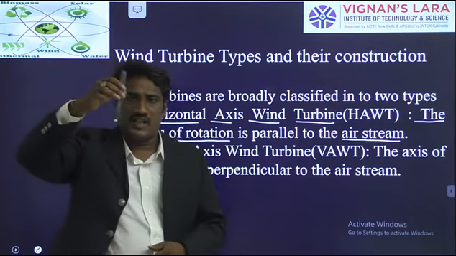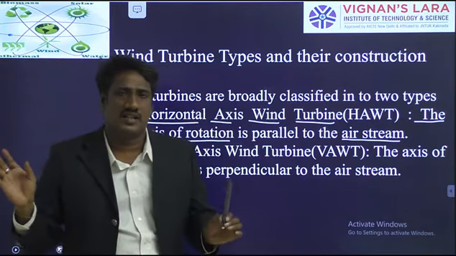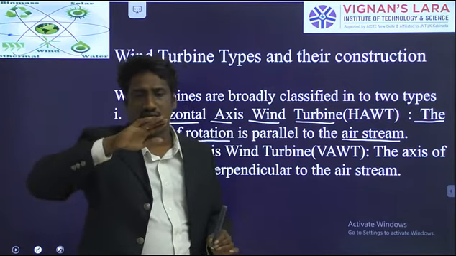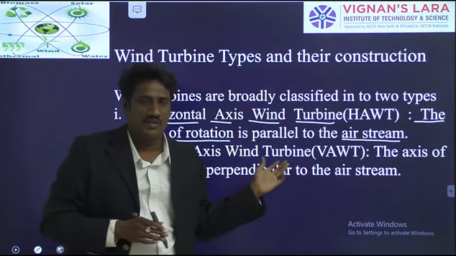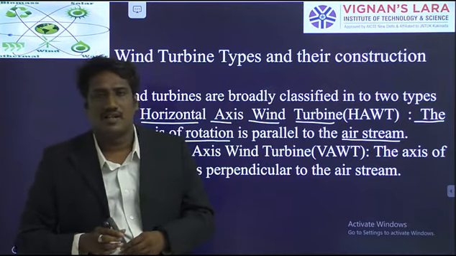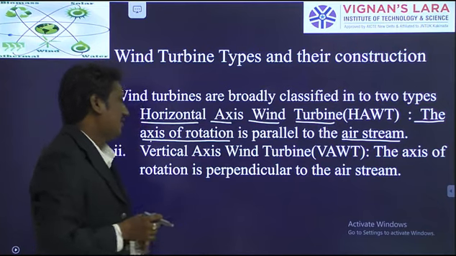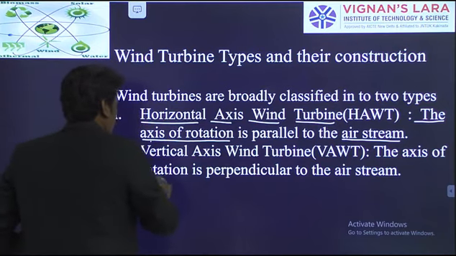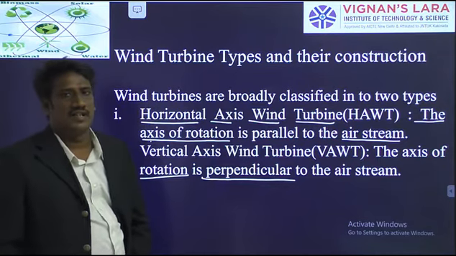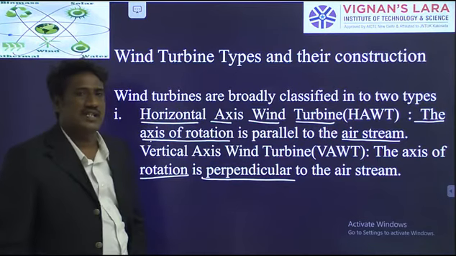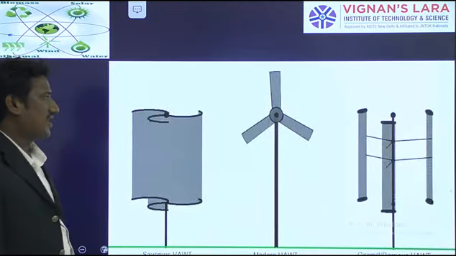So if the rotation is vertical with respect to the wind blow, straight away you can say so. Simply, if the rotor shaft is parallel or horizontal to the wind stream, you can say horizontal. If it is vertical, you can say vertical axis wind turbine. That is, the axis of rotation is perpendicular to the air stream. That will be a vertical axis wind turbine. You can observe that in the next slide.